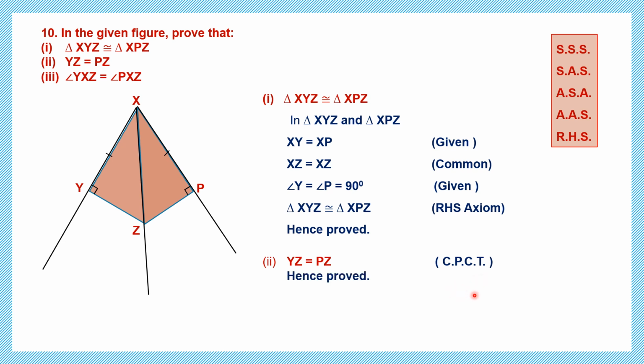Now what else do we have to prove? We have to prove that angle YXZ. Which one is that? YXZ. We're talking about this angle. That is the angle in yellow. We have to prove that it's equal to PXZ. That is the angle in red. Now these two angles, as you can see, are corresponding angles and they belong to congruent triangles. So corresponding parts of congruent triangles will be equal. So we can say that angle YXZ is equal to angle PXZ because of the reason CPCT, and this is proved. So we have proved this also.